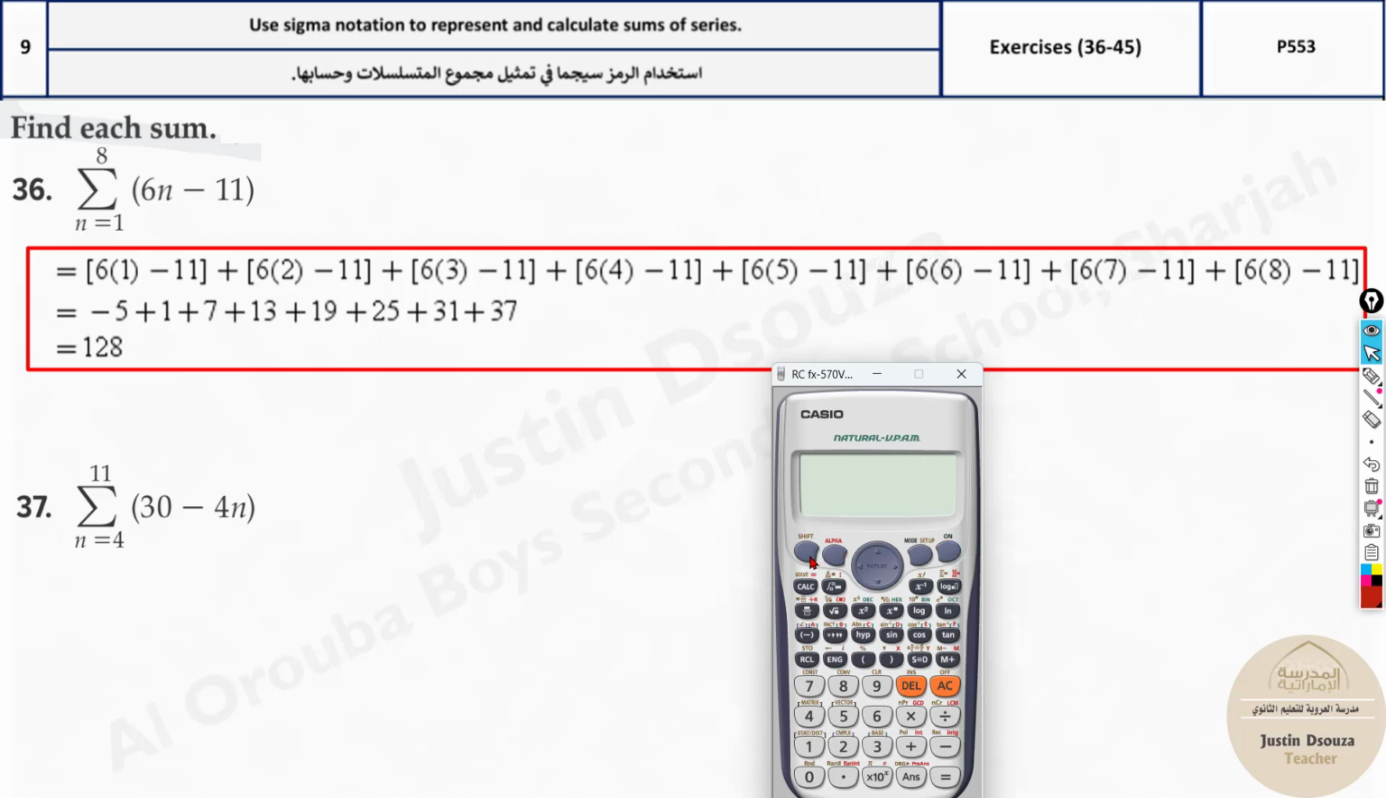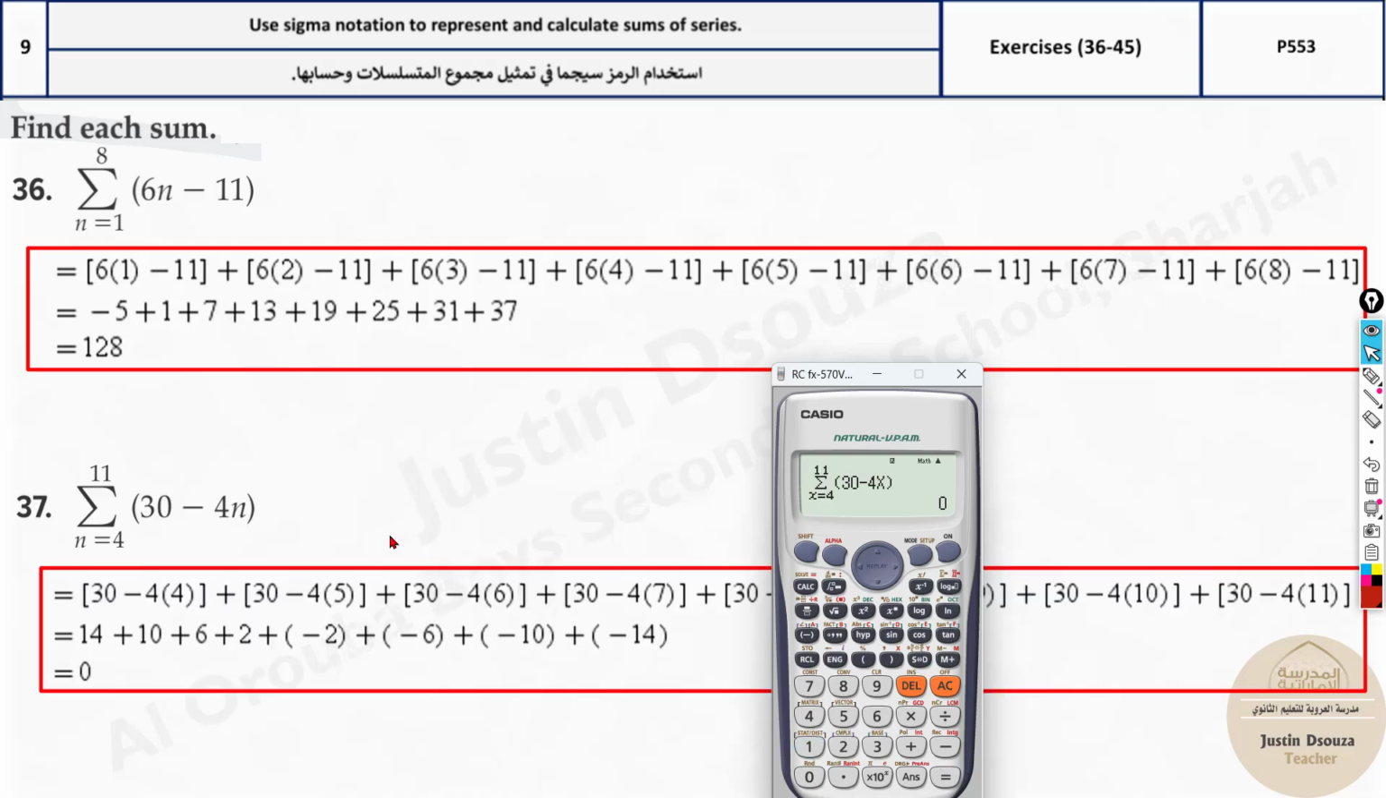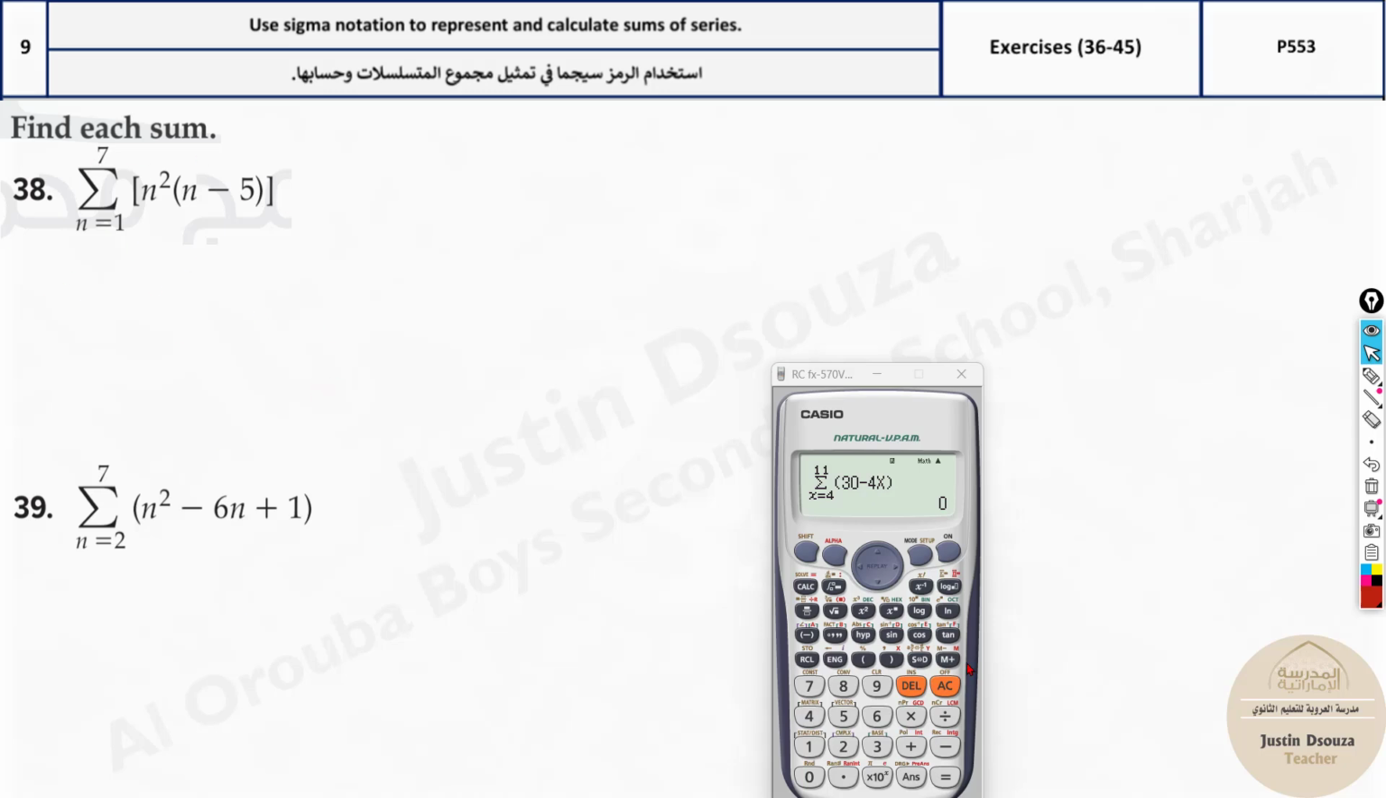Let's do it again. Shift this log symbol over here and 30. Type 30 minus 4. Instead of n, you put alpha and x. And then x starts from 4 and it ends at 11. And that's the answer. It's 0. So that's the answer. Similarly, let's try the 38th one.